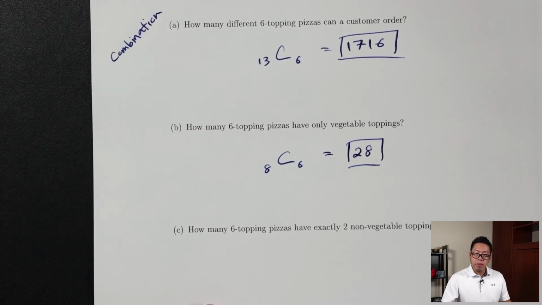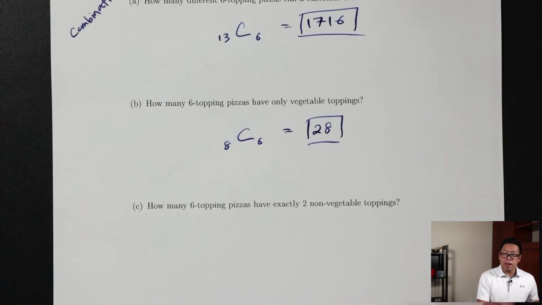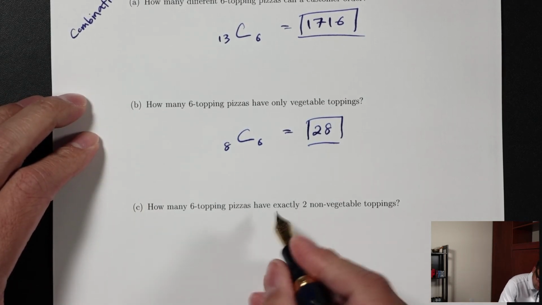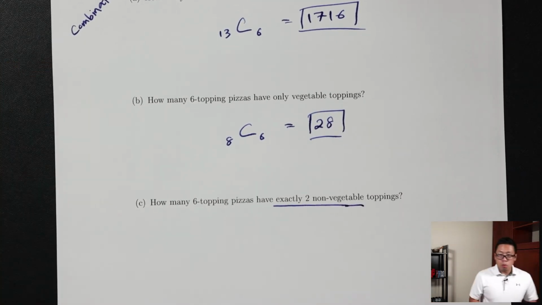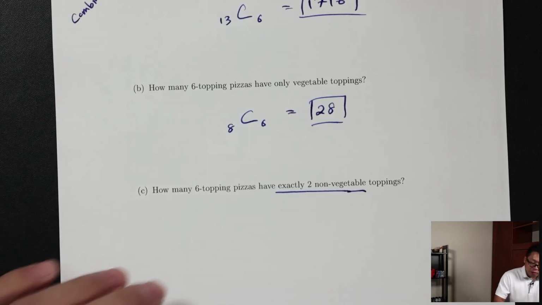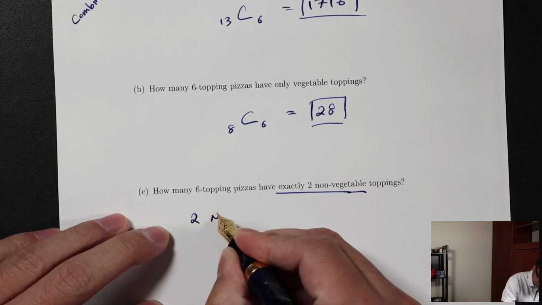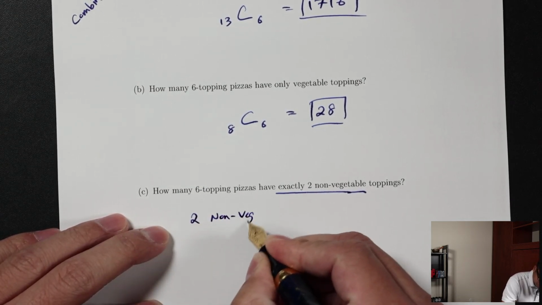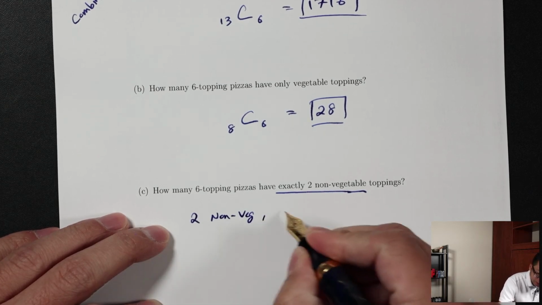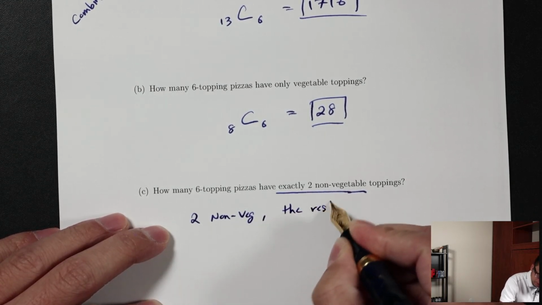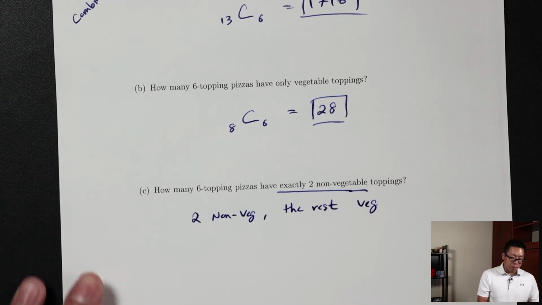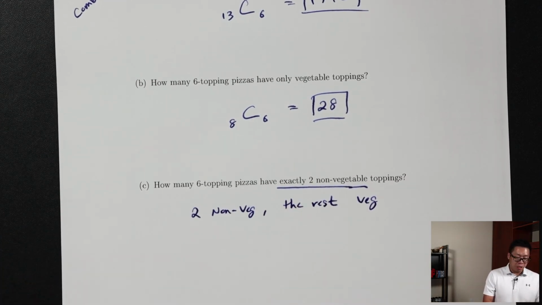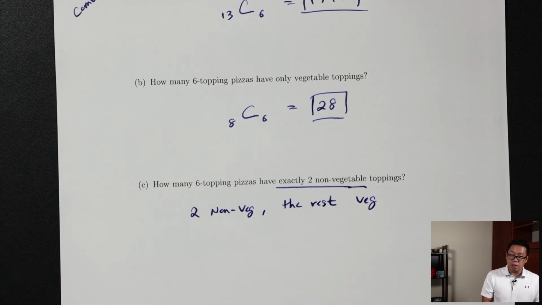Last part. How many 6-topping pizzas have exactly 2 non-vegetable toppings? So keyword here is exactly 2 non-vegetable toppings. What does that mean? That means I want 2 non-veg, and the rest to be vegetables. Okay? So that's what it means by exactly 2 non-vegetables.